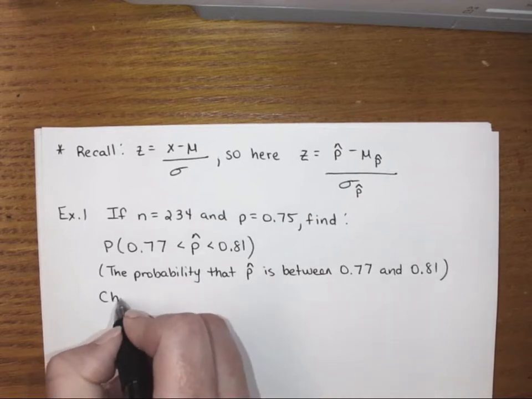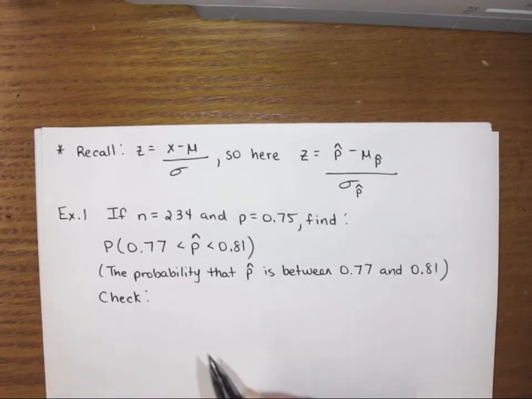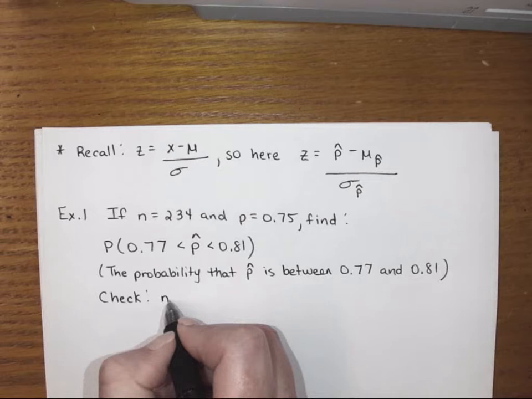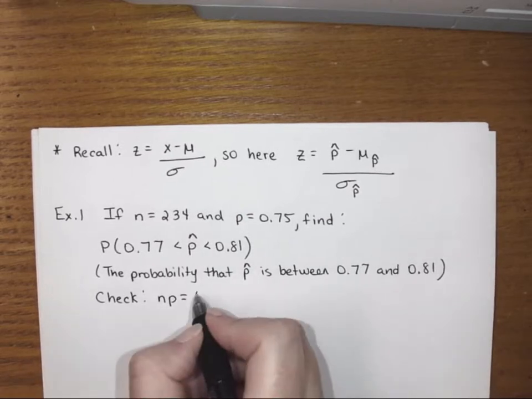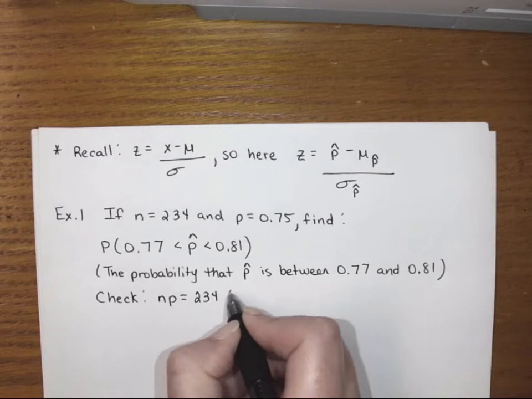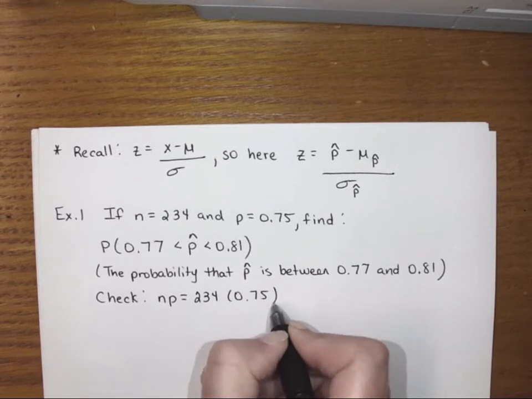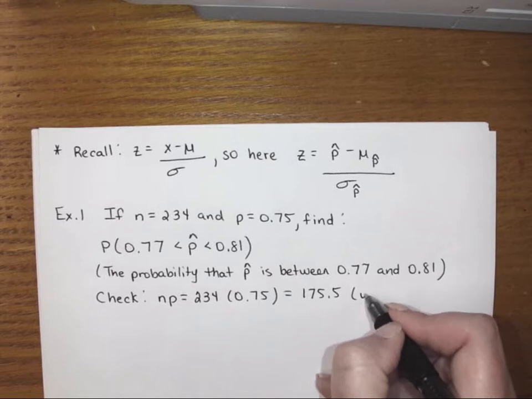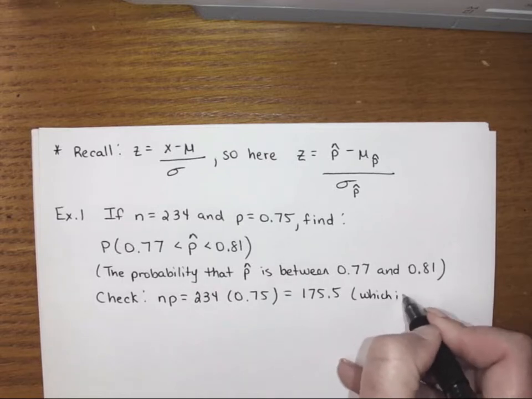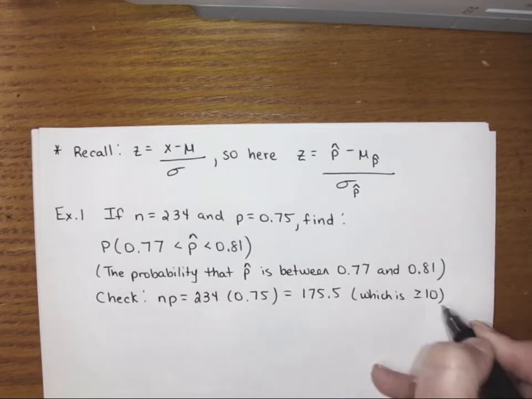All right, so before we proceed, first we just make sure that we can actually use this formula. So you would do n times p, make sure that's greater than 10. So we've got 234 times 0.75, which gives us 175.5. Clearly this is bigger than 10. Bigger than or equal to is technically the rule.